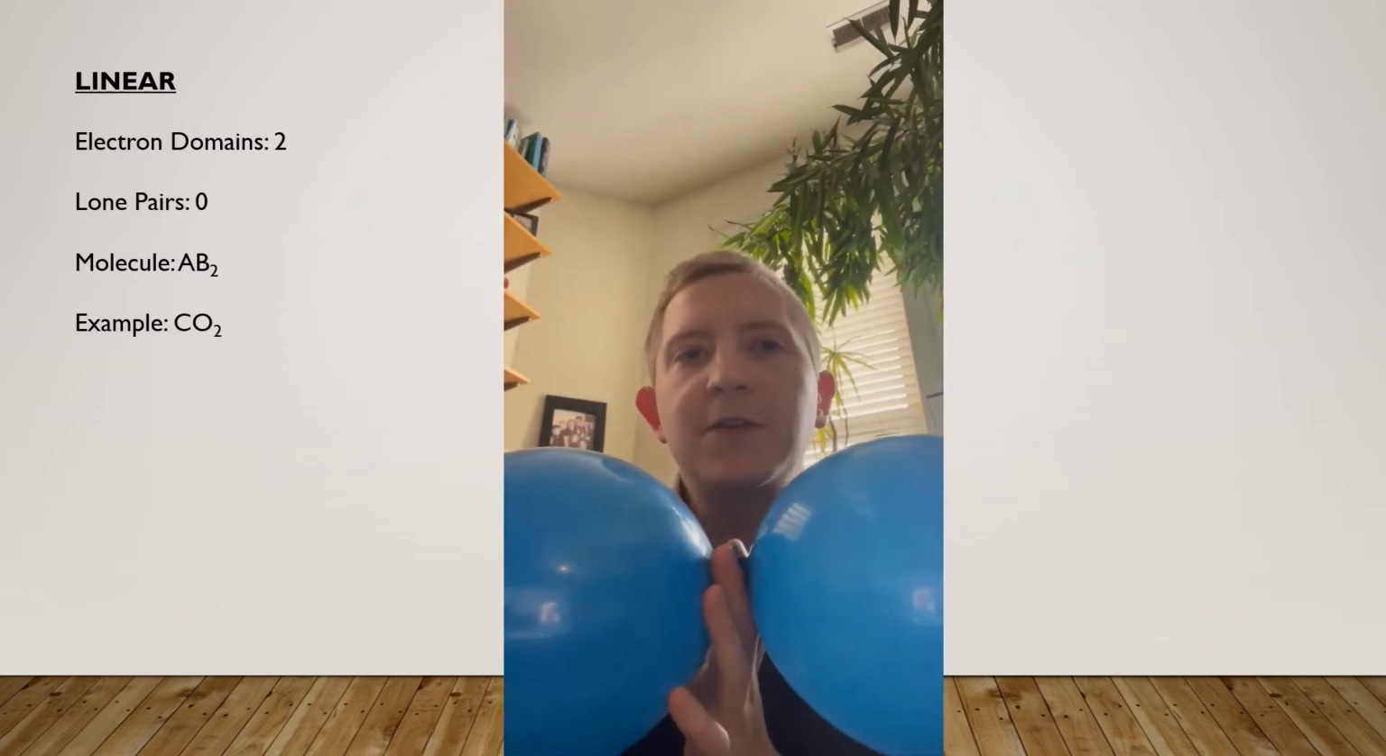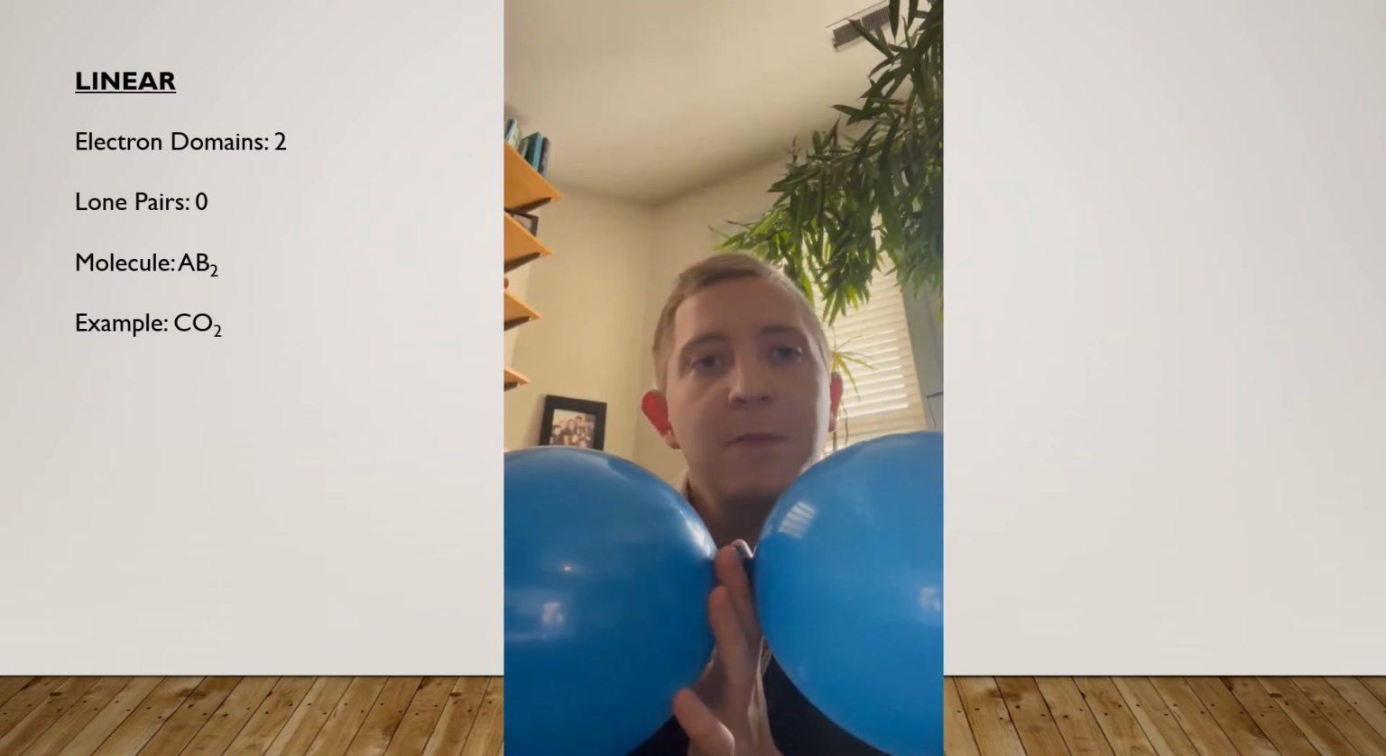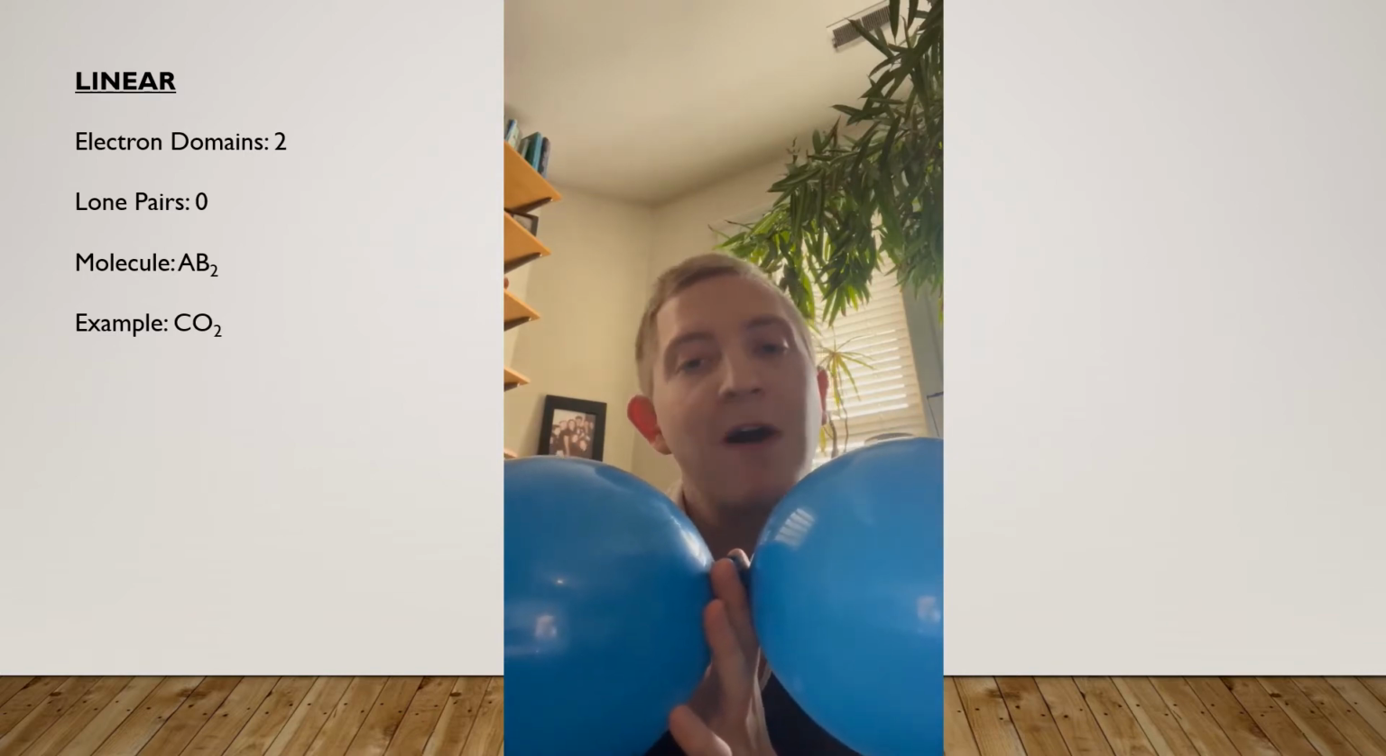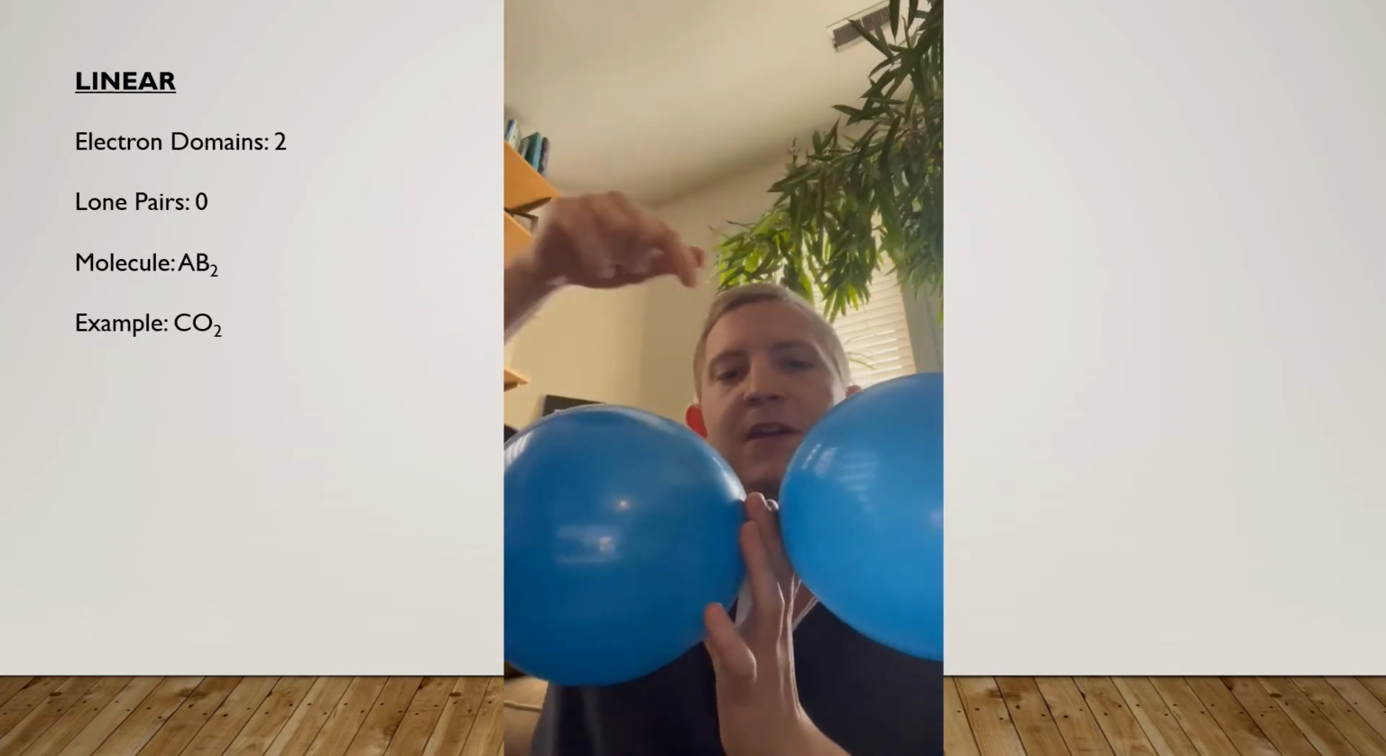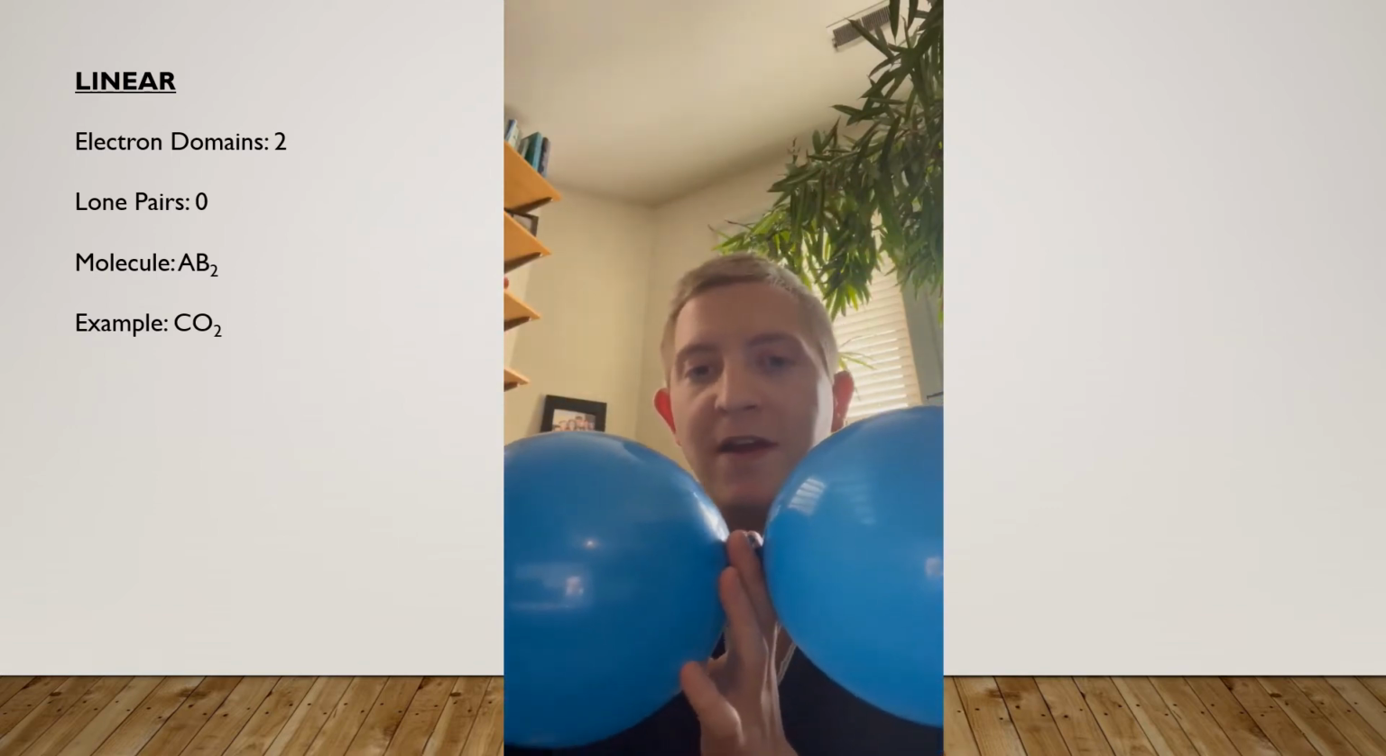So for this particular type of domain, there are 0 lone pairs. So that means that the molecule would be an AB2 molecule, where you have BB and then A in the middle. And an example of this would be CO2, carbon dioxide.